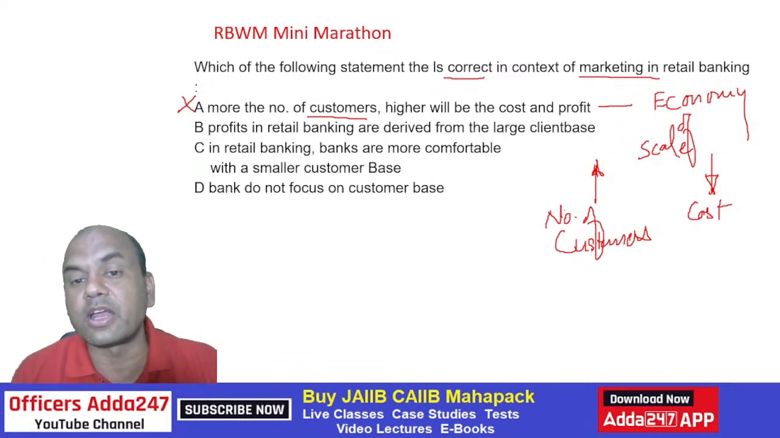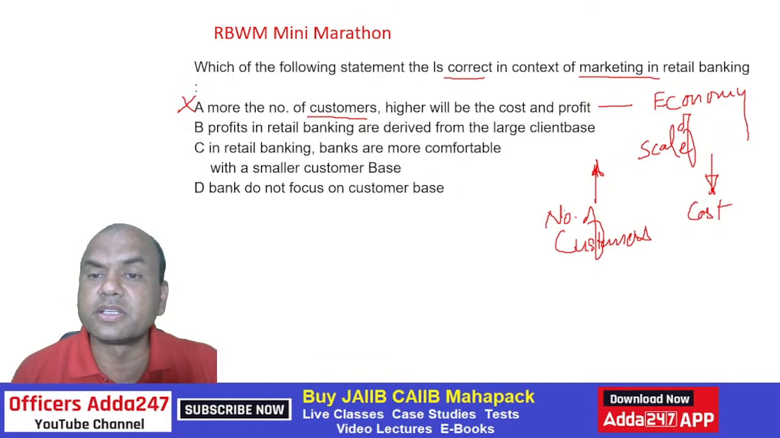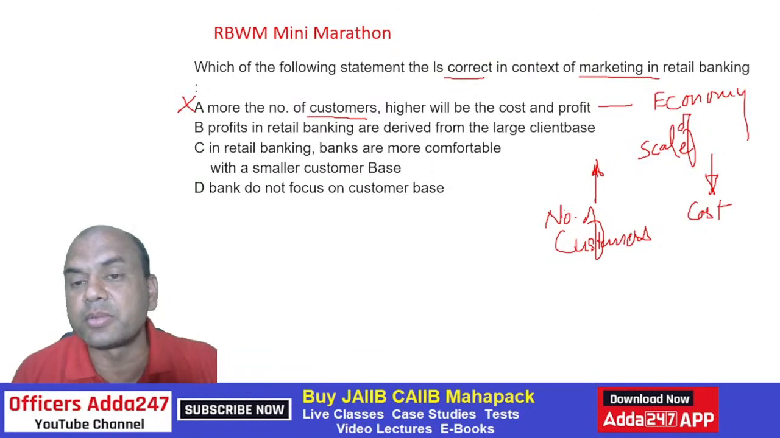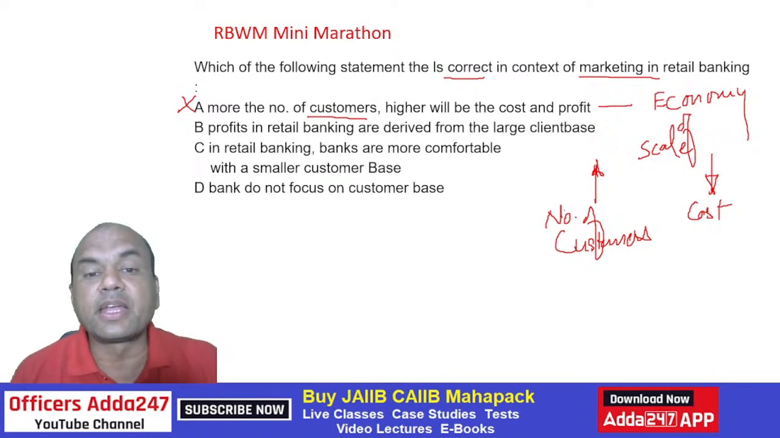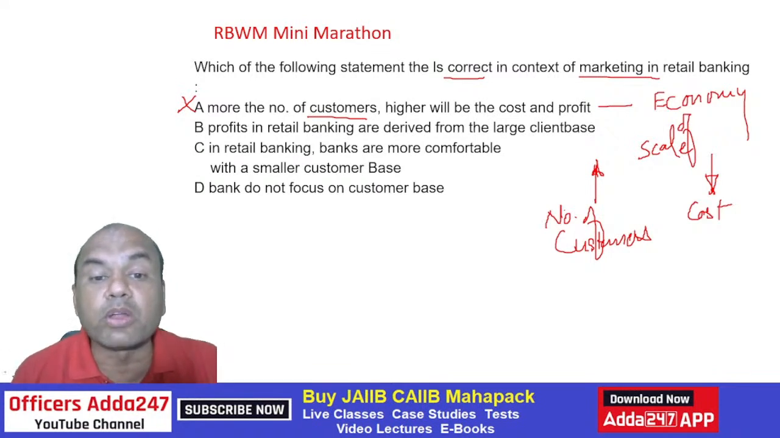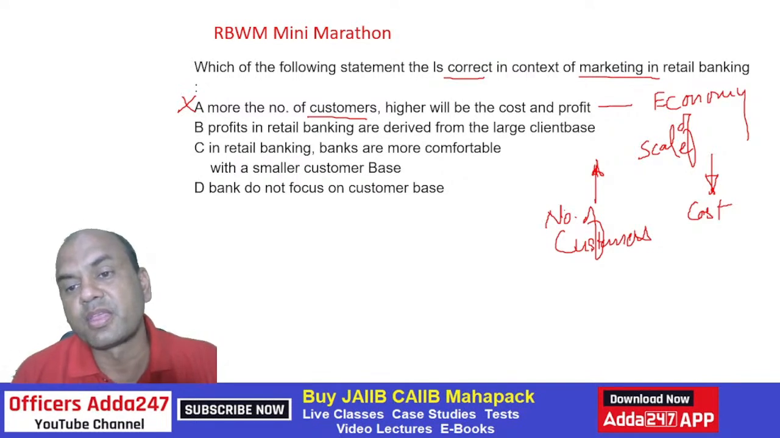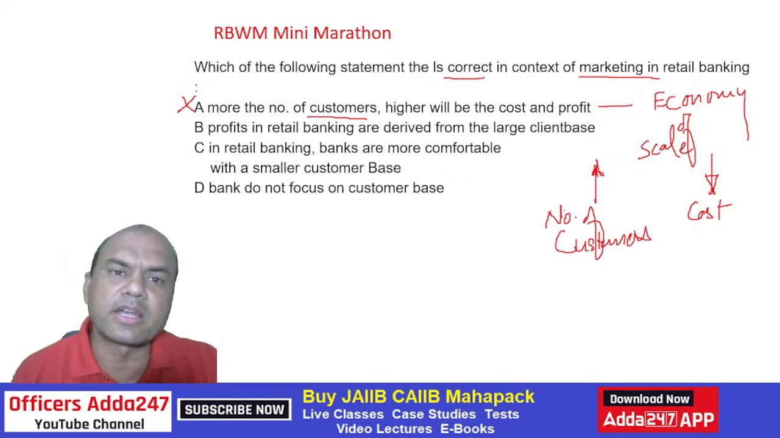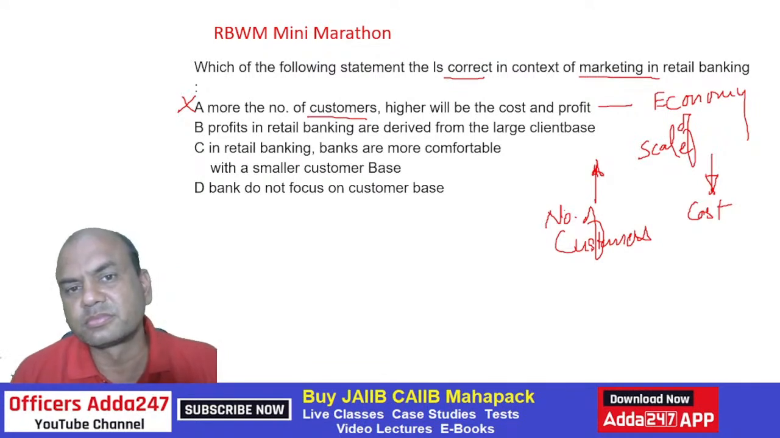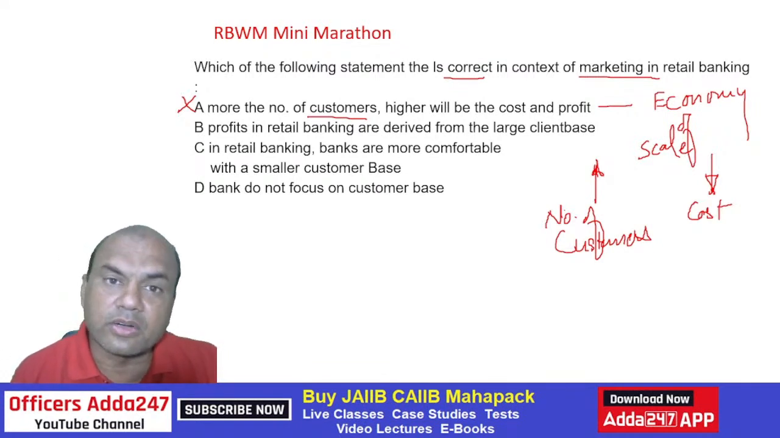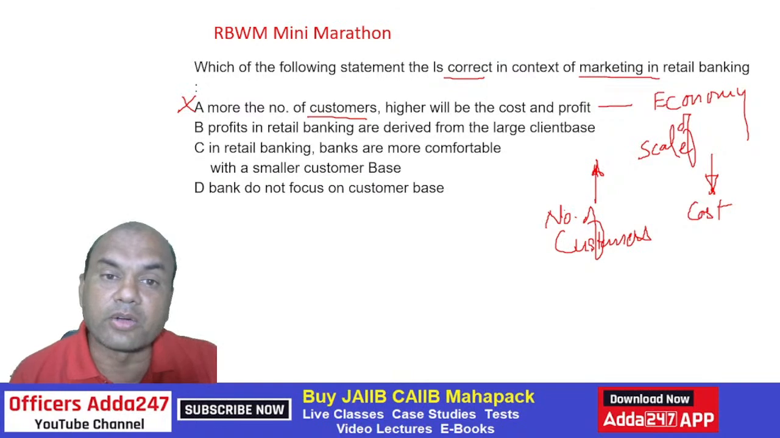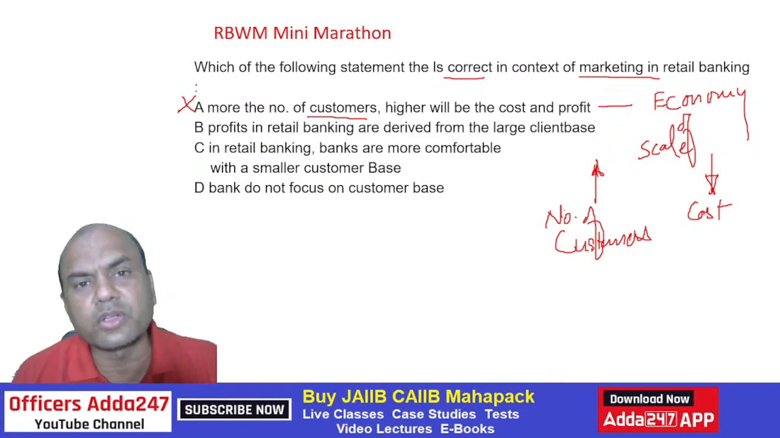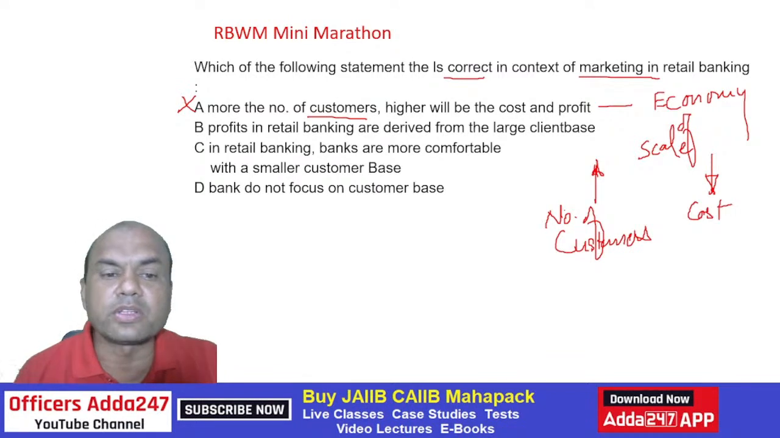Profits in retail banking are derived from large client base. Is it true? We want the correct one. This seems to be true, isn't it? Check this: in retail banking, banks are more comfortable with a smaller customer base. That means banks are trying to reduce the customers in retail banking. Is it so? We close those accounts which are bad. But if the accounts are good, do we close those accounts? No, not at all. So this is again false.